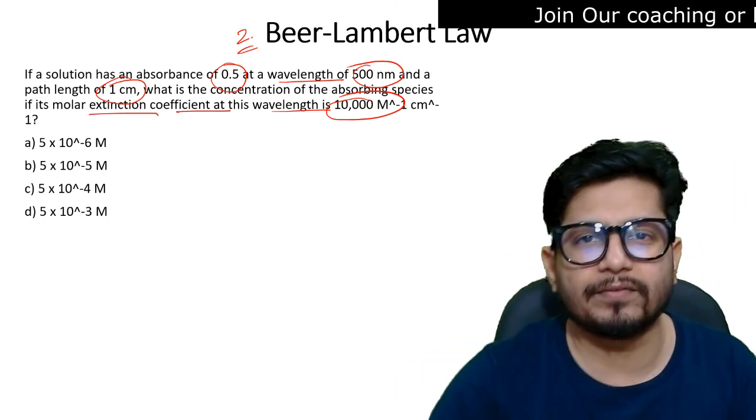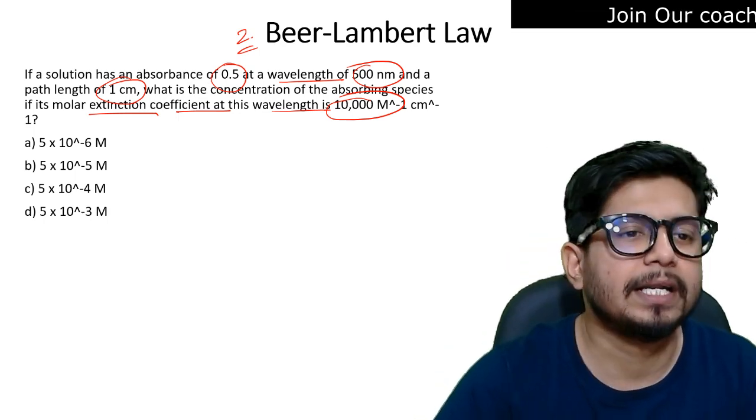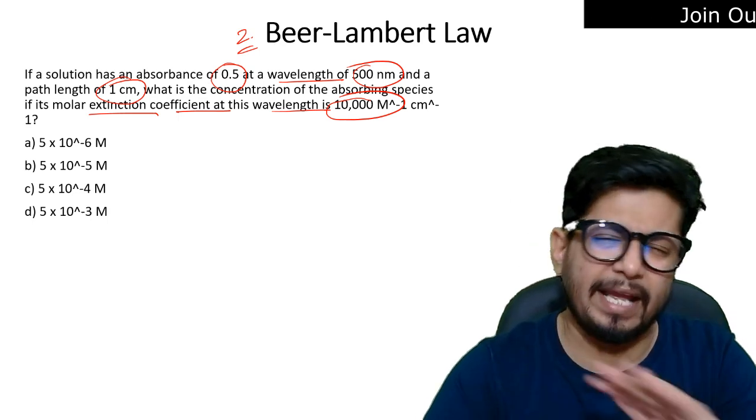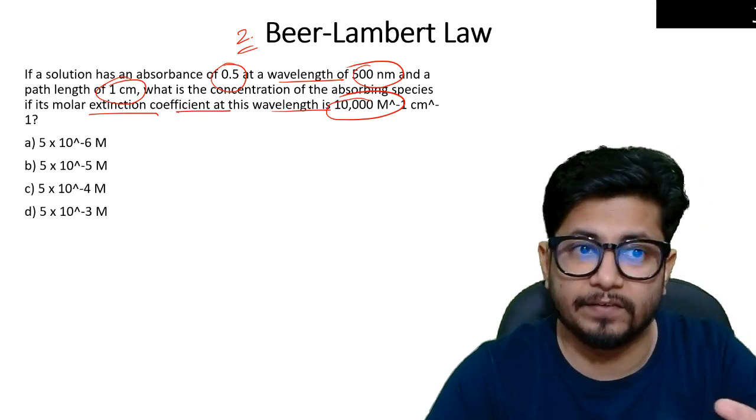So basically this is a question from Beer-Lambert law. If you don't know what Beer-Lambert law is, you cannot answer this question, but it's a very important law. You need to understand this for many other, any kind of CSIR NET life science or any kind of life science national level examination.